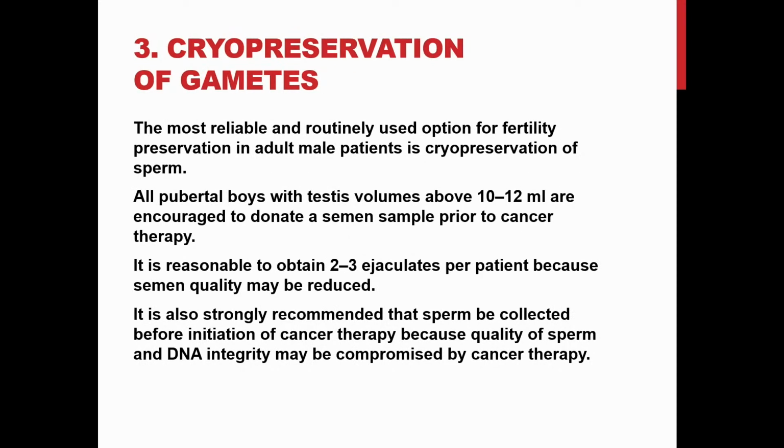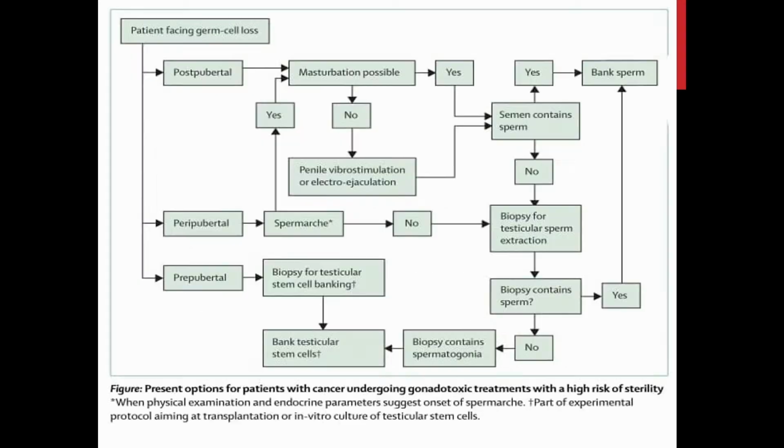Third is cryopreservation of gametes, which is the most reliable, routinely used option. For pubertal boys with testicular volumes of 10 to 12 mL, they are encouraged to donate semen. It's reasonable to obtain 2 to 3 ejaculates per patient because semen quality may be reduced. It is strongly recommended that sperm be collected before initiation of cancer therapy because quality of sperm and DNA integrity may be compromised by cancer therapy.